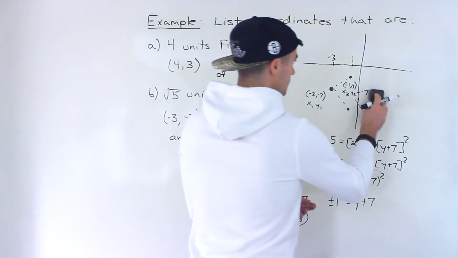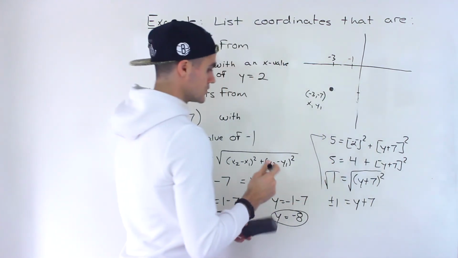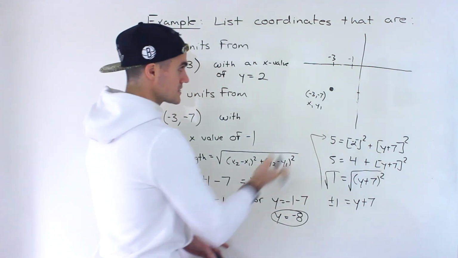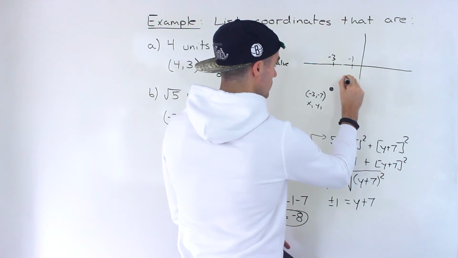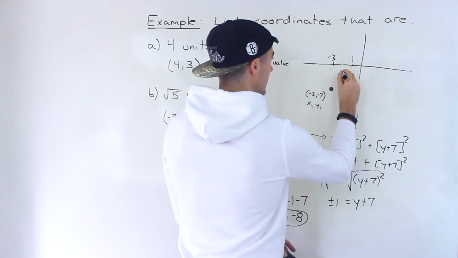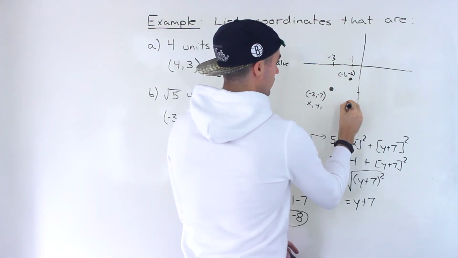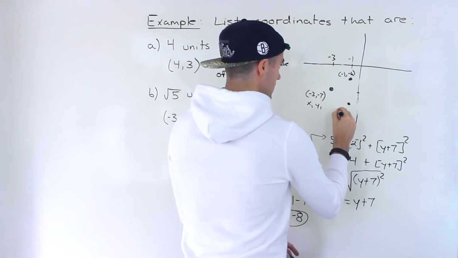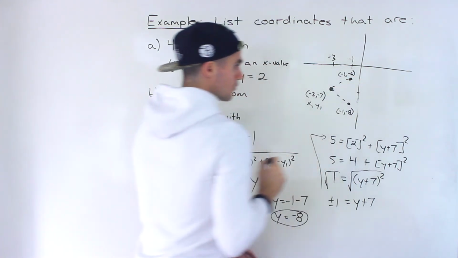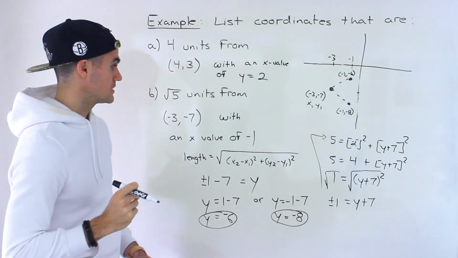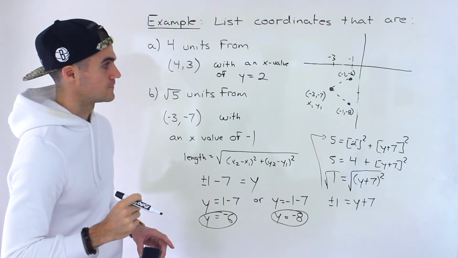And so, erasing all this here, the two different points, -6 is above this point, above this y value of -7. So this point, it's going to be -1, -6. And then this point that we had over here is going to be -1, -8. So those are the two different points if an x value of -1 is specified.